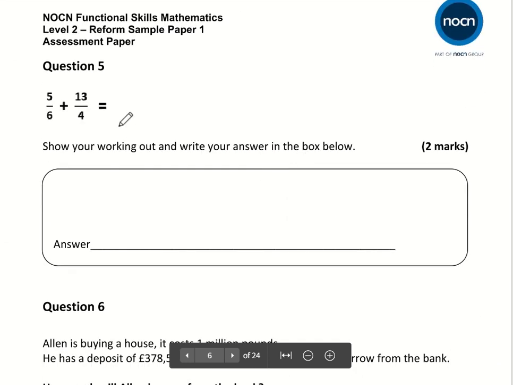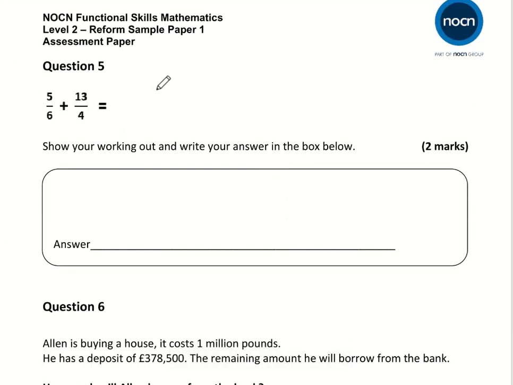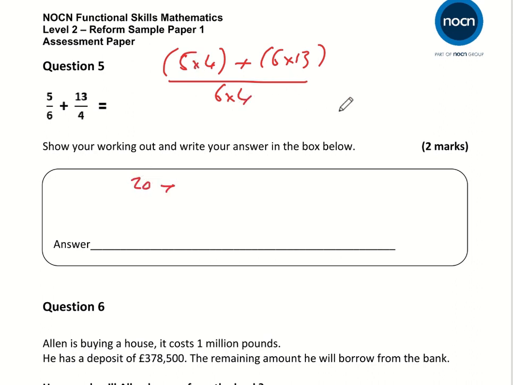Okay, so we want to work out 5/6 plus 13/4. So I'm going to do cross multiplication. So 5 multiplied by 4 plus 6 multiplied by 13 all over 6 times 4. 5 times 4 is 20, plus 6 times 13, I might have to work that out using a column method. 3 times 6 is 18, carry 1, 1 times 6 is 6, plus 1 is 7, so 78, plus 20, over 6 times 4 is 24.